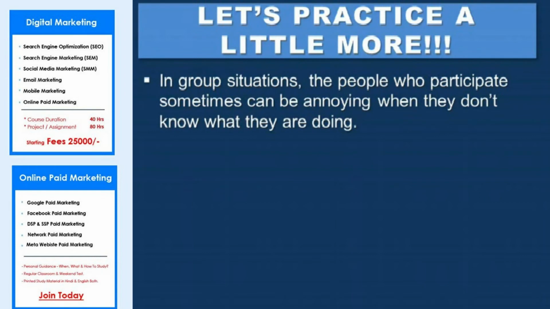In group situations, the people who participate sometimes can be annoying when they don't know what they are doing. Could you identify the error? A very tricky question, I must say. The problem here is who participate sometimes can be annoying. Now sometimes is again a squinting modifier here. It is not clear whether it is modifying participating or it is modifying those people being annoying.